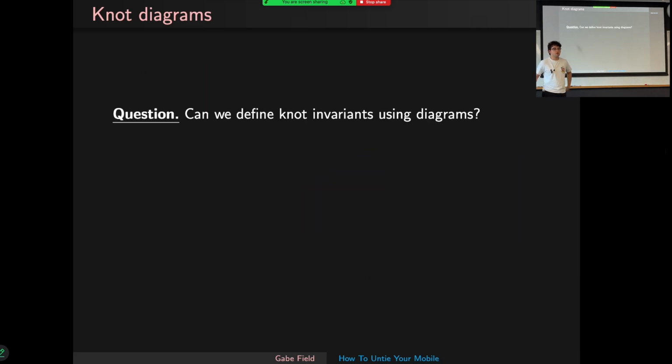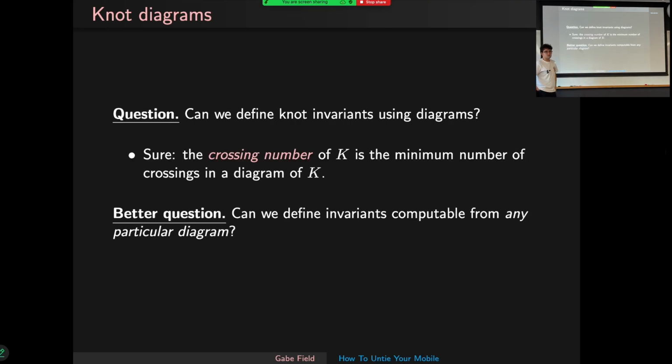Okay, so a question, can we use diagrams to define knot invariants? The answer is yes. Here's a kind of meh one. The crossing number of k is the minimum number of crossings among all diagrams of k. And why it's kind of meh is that you have to consider the infinitude of all possible diagrams, and that doesn't sound particularly easy to have a look at.